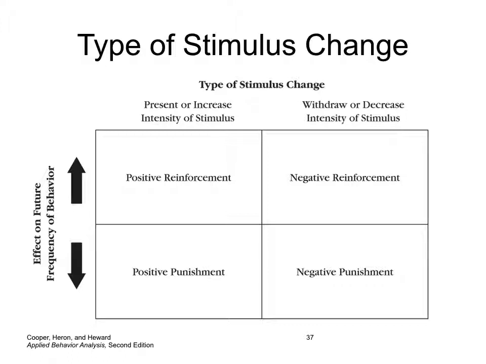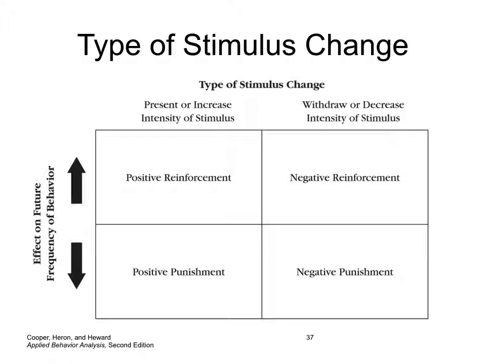So when we say positive reinforcement, it occurs when a behavior is followed by the presentation of a stimulus event and the future frequency of the behavior increases under similar environmental conditions. When we say negative reinforcement, it occurs when a behavior is followed by the removal of a stimulus event and the future frequency of the behavior increases under similar environmental conditions.